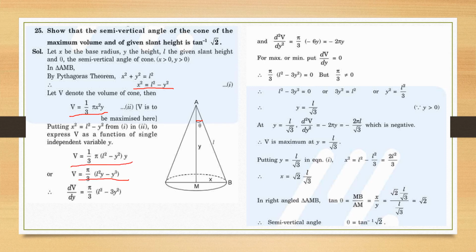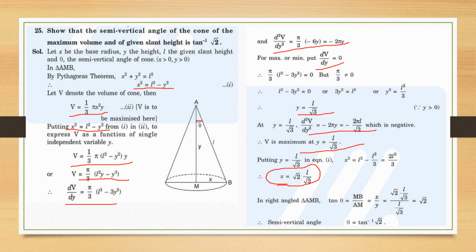Now dV by dy. As l is not changing, because given slant height means it is constant, d square V by dy square is negative at the critical point y equals l by root 3. Checking the second derivative test, it turns out to be negative, so volume is maximum when y is l by root 3. x can be calculated by putting the value of y, so x is root 2 by root 3 l.